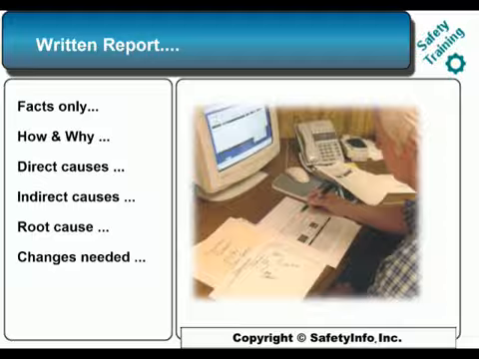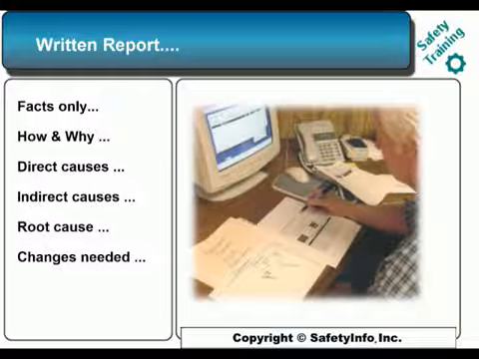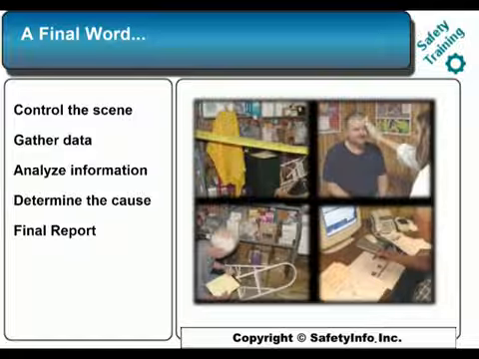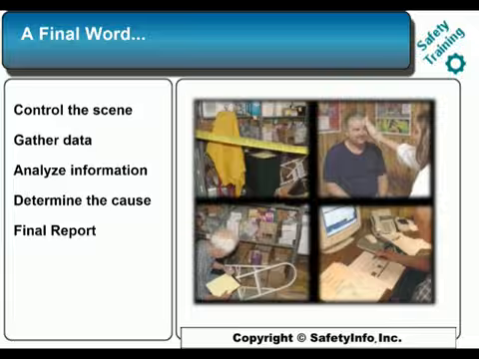After developing a formal report, forward it for review and action. File a copy of the report and all raw data, photos, and interview notes into a single file so they can be easily located later. Thorough accident investigations can help prevent similar accidents in the future. Remember that your investigation actions should include controlling the scene, gathering data or information, analyzing information, determining the causes, and writing a final report.